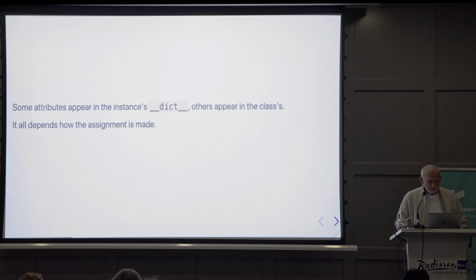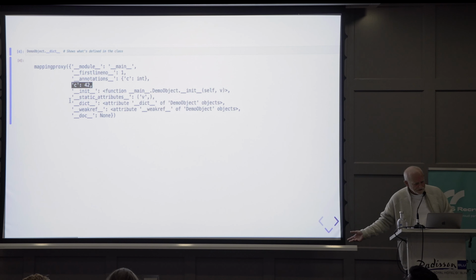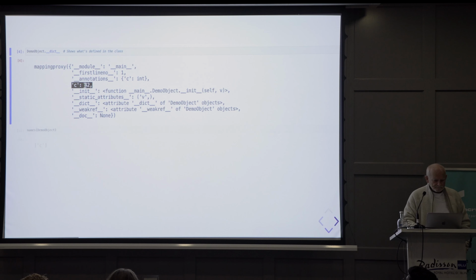So some attributes will appear in the instance's __dict__, others will appear in the class's __dict__. It depends on how the assignment is made. If I look at the __dict__ of that demo object, then you can see that C is in that class variable list, along with __init__, __static_attributes__, __dict__, all the dunder names are there. But there's also a value for C. So that's the value of the class variable C.